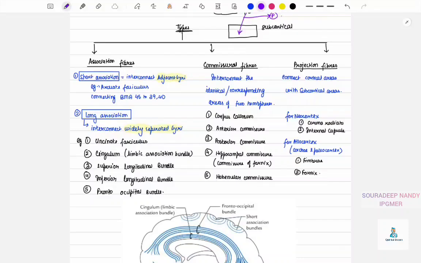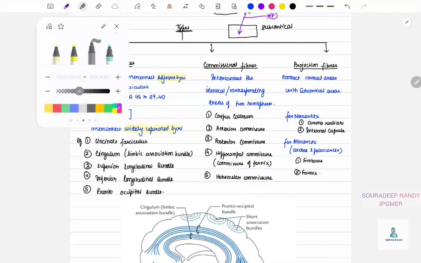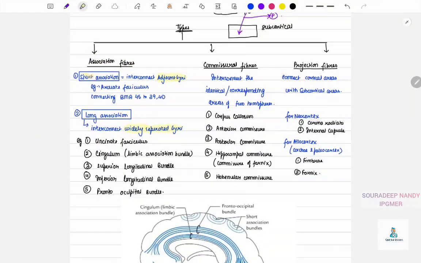So now let us see. I have already written this because these are many data and you have to memorize them, so it will save some time as it is a one-shot video. Association fibers are of 2 types: the short association fiber and the long association fiber. The short association fiber interconnects the adjacent gyri. For example, the arcuate fasciculus connecting the Brodmann area 45 with 39 and 40. The Brodmann area 45 is the Broca's area and 39-40 is the Wernicke's area. So this arcuate fasciculus is responsible for language generation.